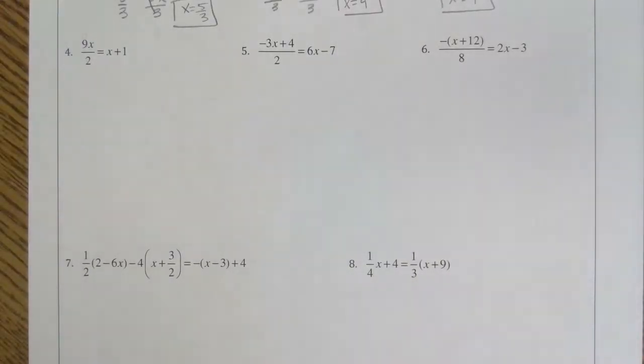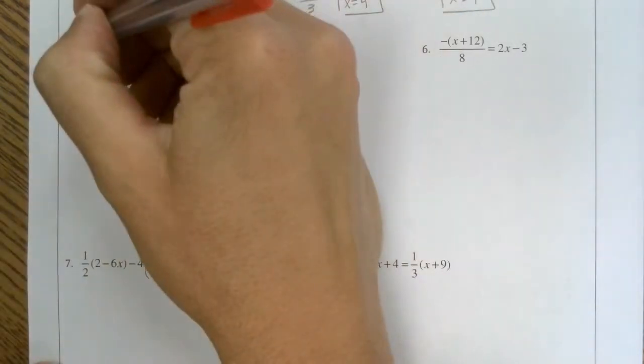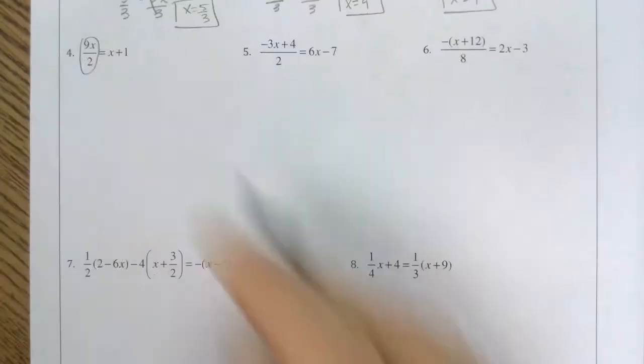Okay, so numbers 4, 5, and 6. These all have fractions in them. Remember, when we have a fraction, we want to make sure that it's isolated. So we draw a bubble around our fraction. So let's start on number 4 here.